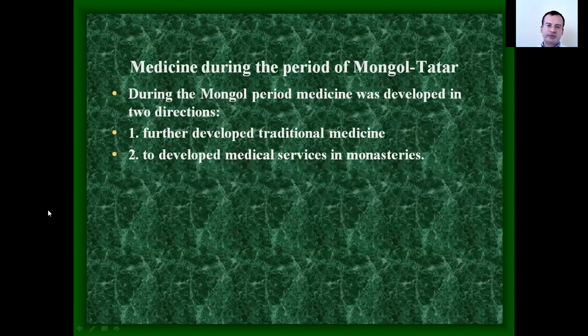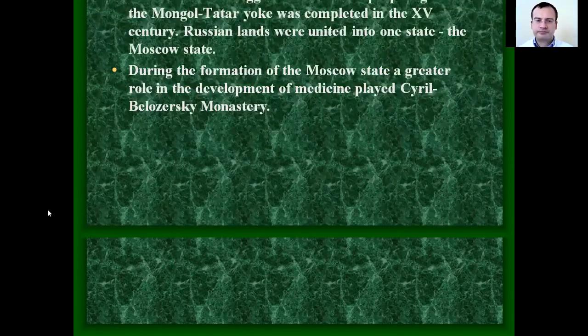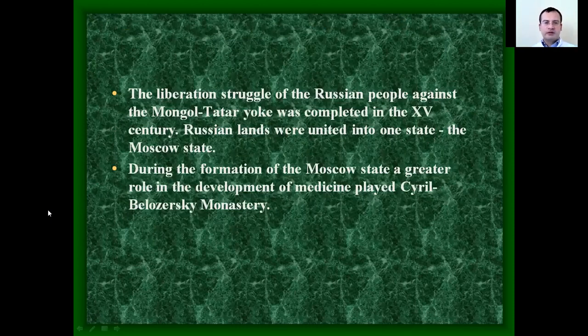And medicine during the period of the Mongol-Tatar rule. During that period, it developed in two directions: further development of traditional medicine and development of medical service in monasteries. The liberation struggle of the Russian people against the Mongol-Tatar yoke was completed in the 15th century. Russian lands were united into one state, the Moscow state. During the formation of the Moscow state, the Kirillo-Belozersky monastery played a greater role in the development of medicine.